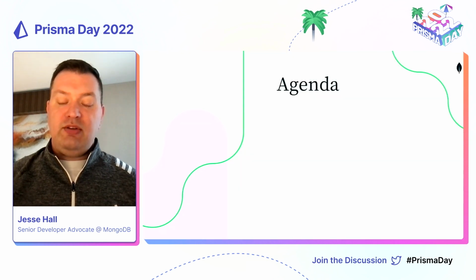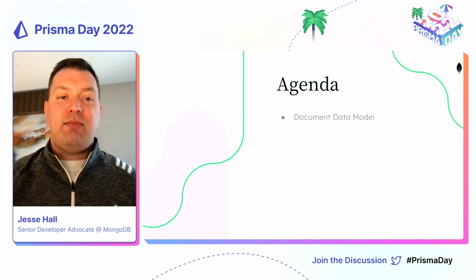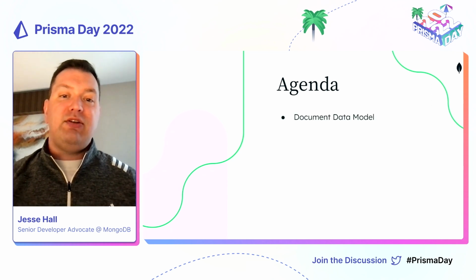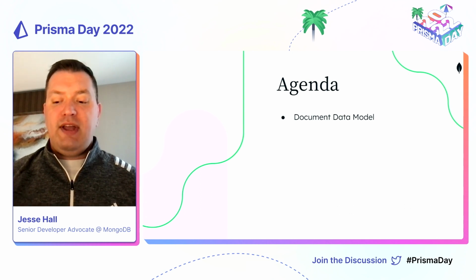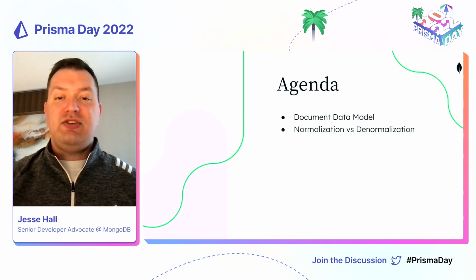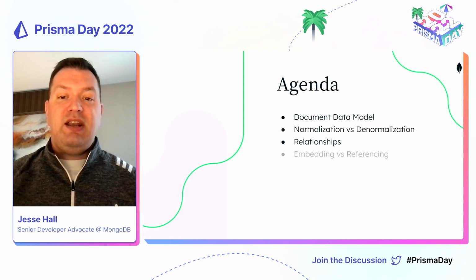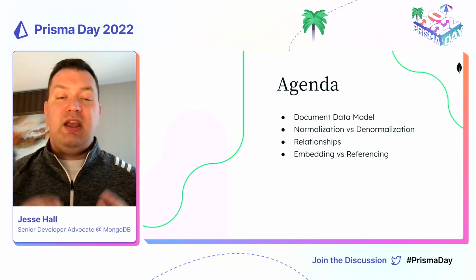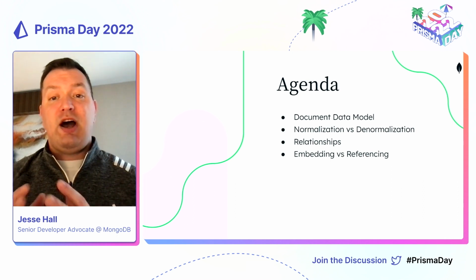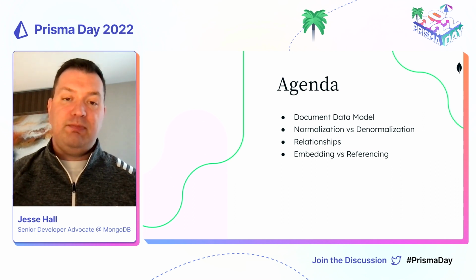So today we're going to look at the document data model and how it's different from the standard relational model that you may be used to in a SQL database. We're going to look at some trade-offs between normalization and denormalization, and we'll look at relationships, and then data modeling with documents, embedding versus referencing, and how Prisma can help us with this.